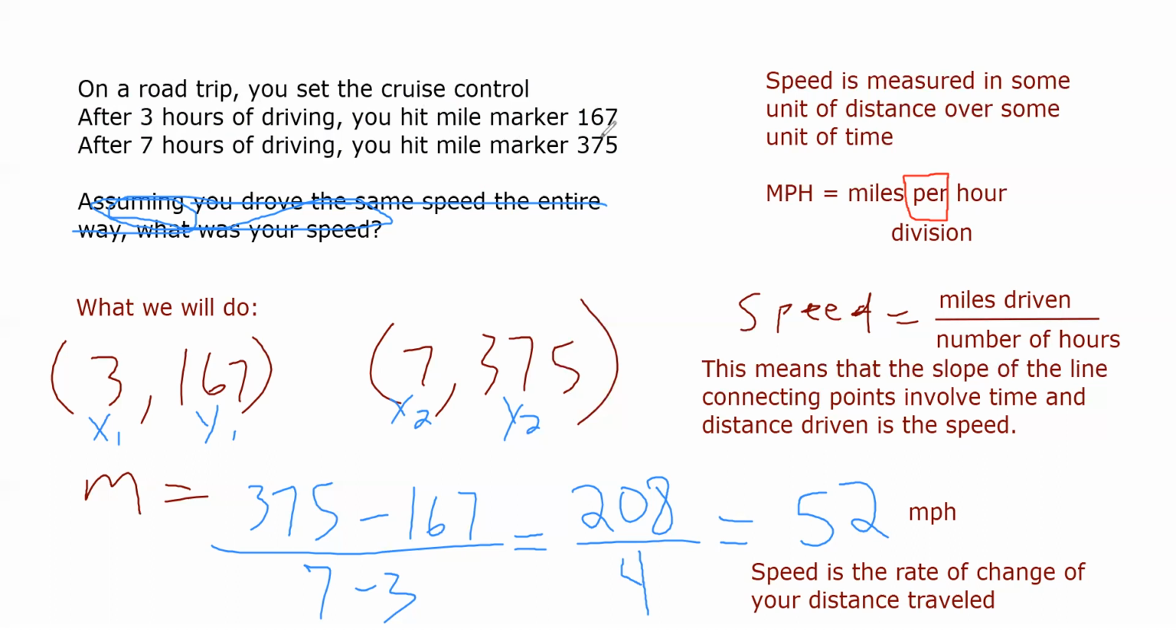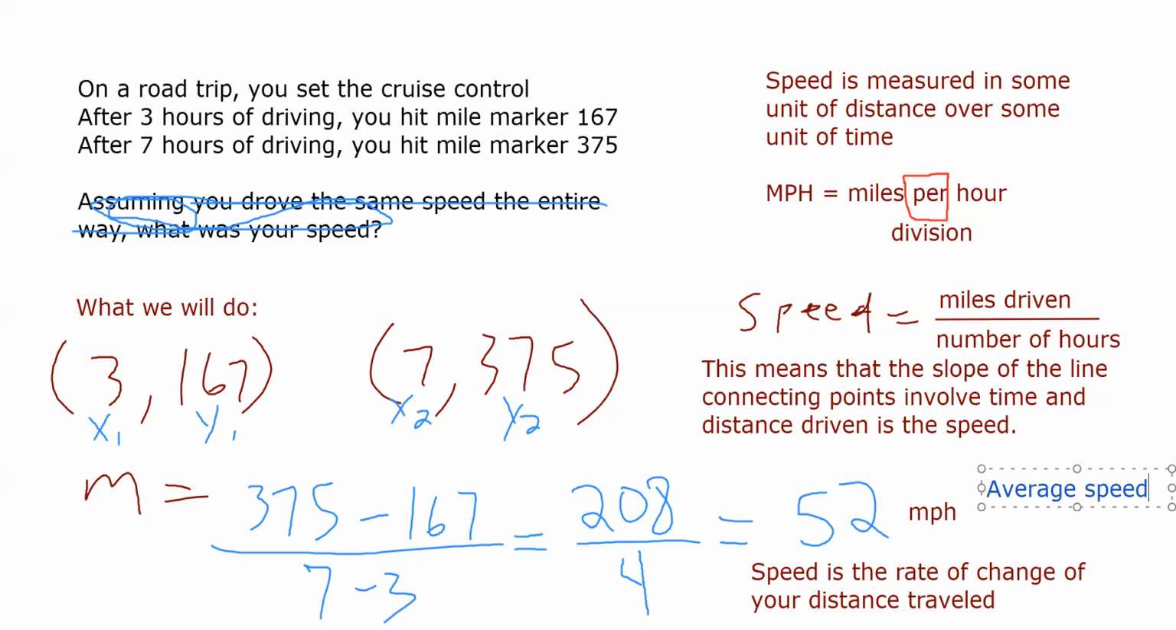After 7 hours, you're at mile 375. What does this 52 miles per hour mean? It still has an interesting interpretation. It was actually just your average speed. It's how much you averaged on that leg of the trip.